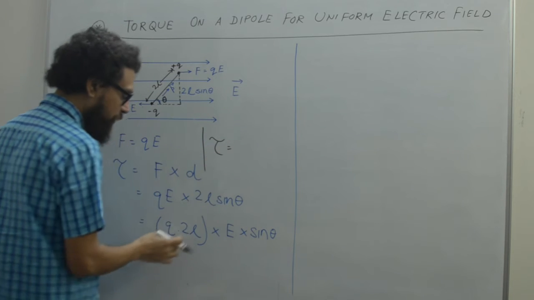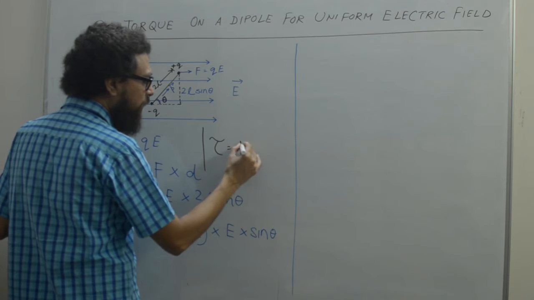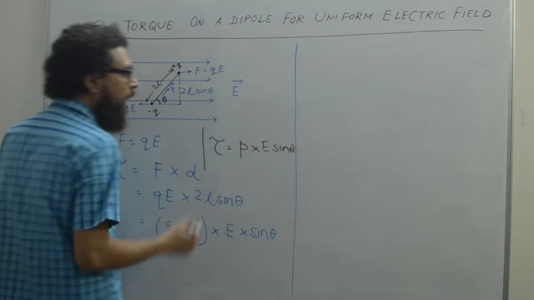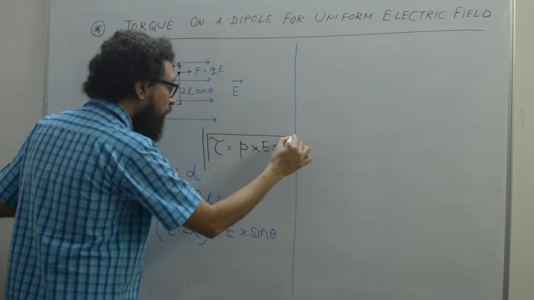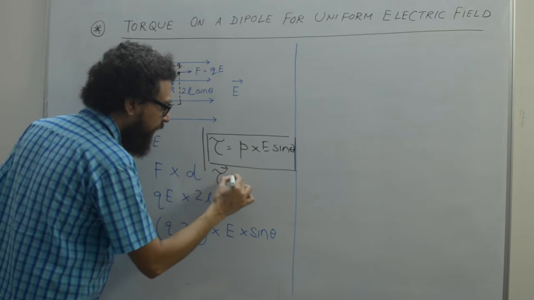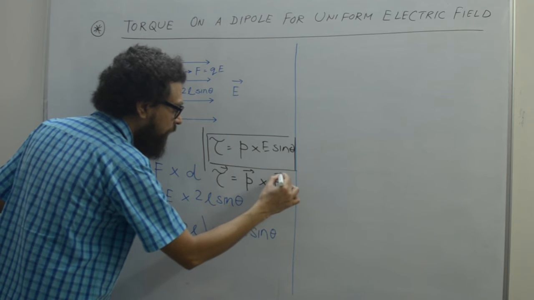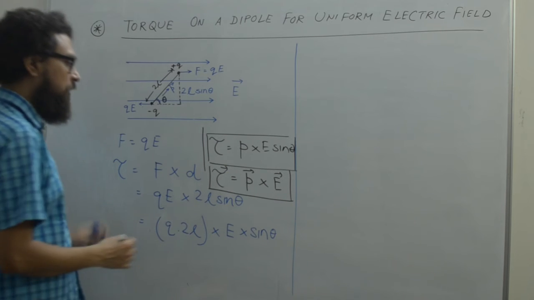Tau is equal to Q into 2L, which is what? P. So tau equals P into E into sine theta, and according to the concept of cross product, how can I again write tau in vector form? We can write tau equals P cross E. Very good. So this is the expression for the torque.